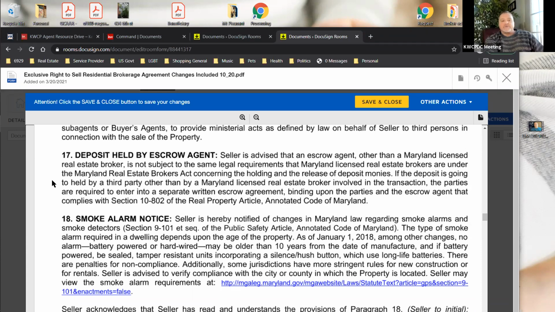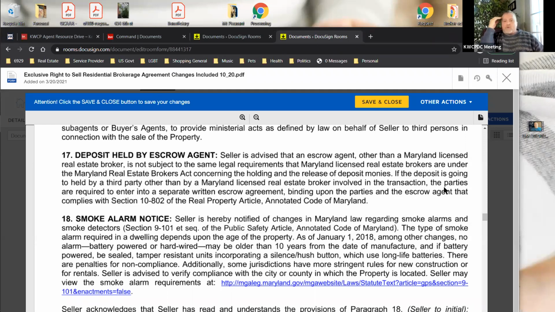If the deposit is going to be held by a third party, like a title company, other than a Maryland licensed real estate broker involved in the transaction, the parties are required to enter into a separate written escrow agreement, binding upon the parties and the escrow agent, that complies with section 10-802 of the Real Property Code. So again, this is another term that defines how escrow agreements are supposed to be managed. Keep in mind that escrow agreements are monitored and characterized and must be in compliance with this law.